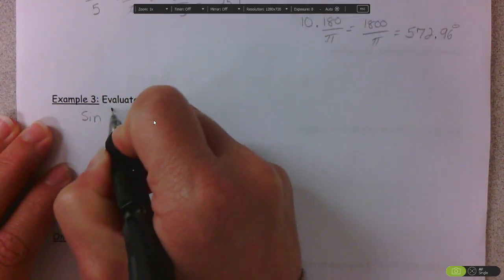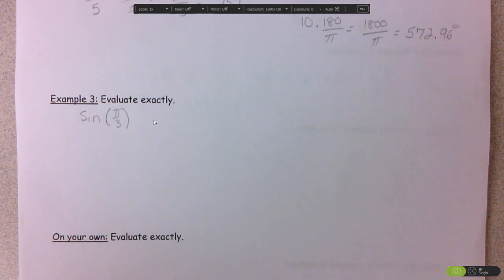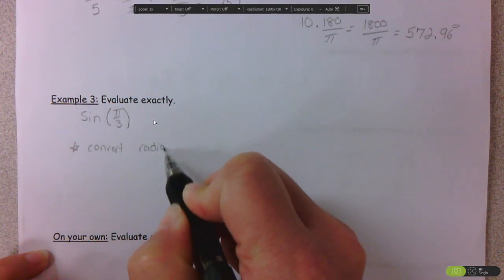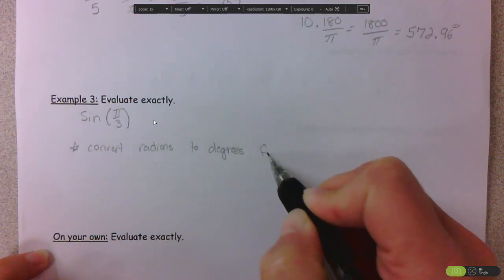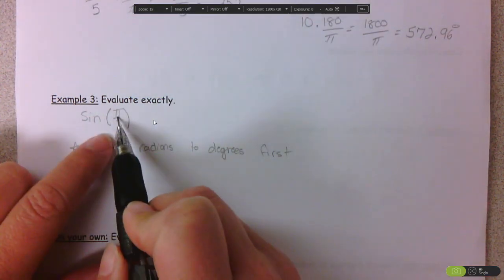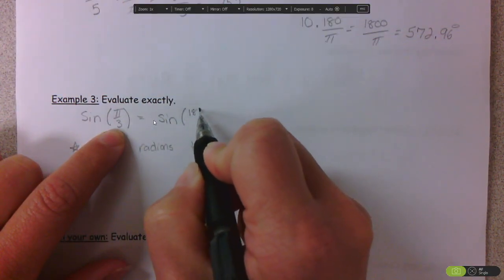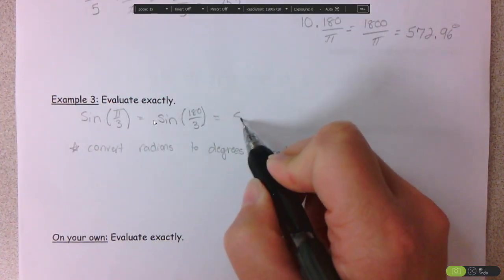Let's put it with some trig functions. If I have sine of pi over 3, what we need to do is convert radians to degrees first. We know that pi is 180, so I can just say sine of 180 over 3, and that equals sine of 60.